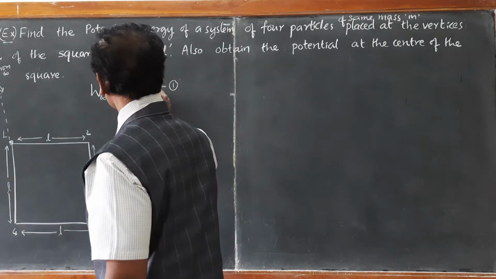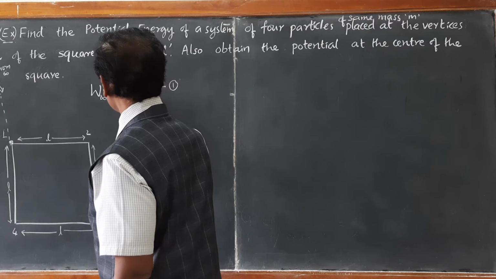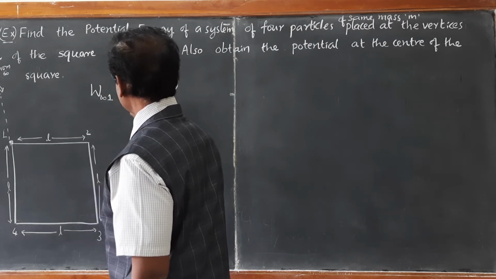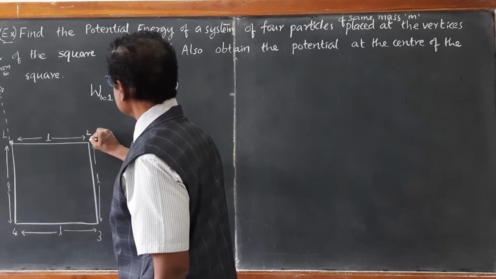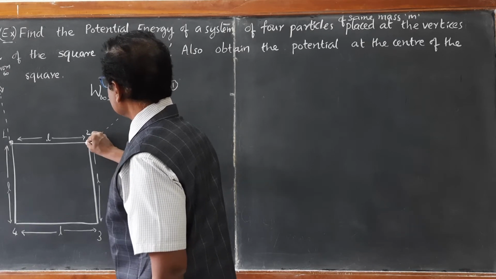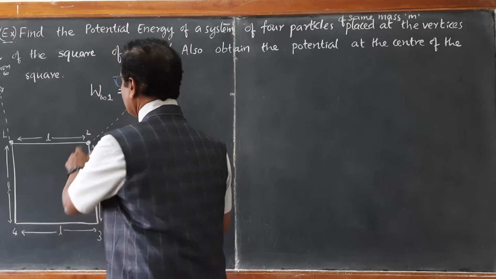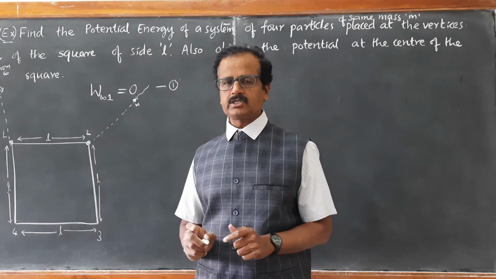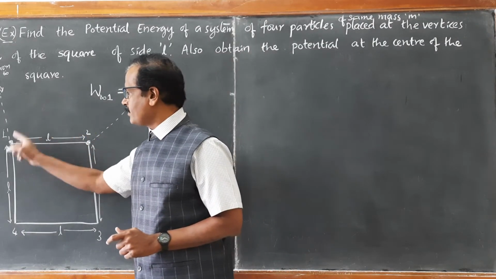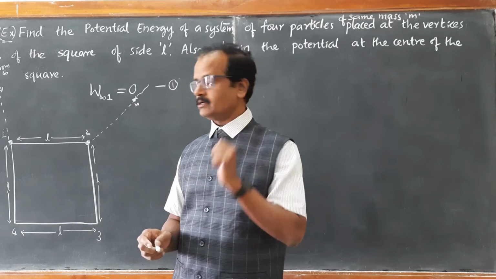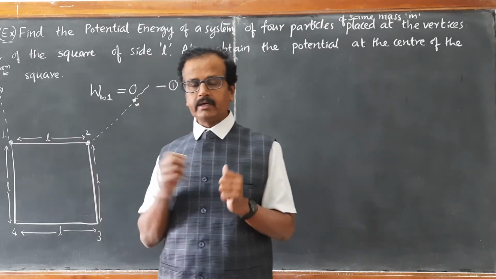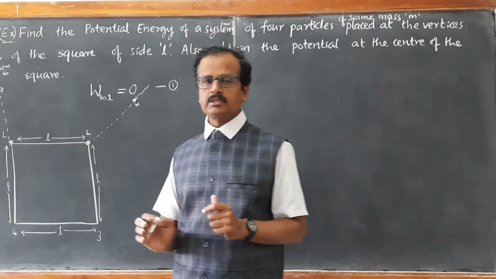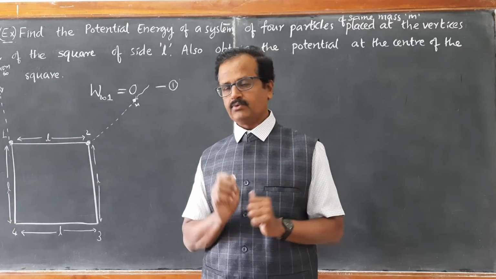Now we are bringing the second point mass from infinity and we are placing it here. Now when we are going to place this point mass, it is under the gravitational interaction with the point mass 1, which is placed at 1. There will be gravitational attractive interaction. Therefore, there exists some gravitational attractive force. One has to do work against the force.